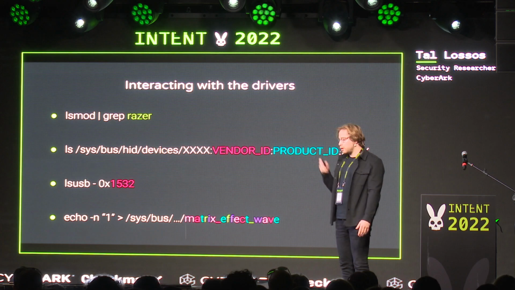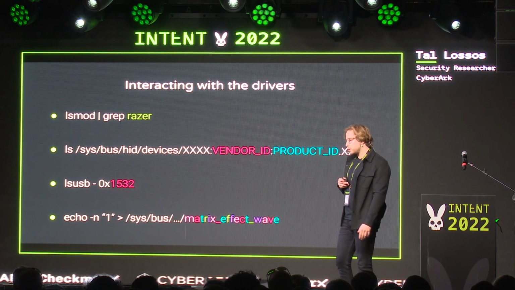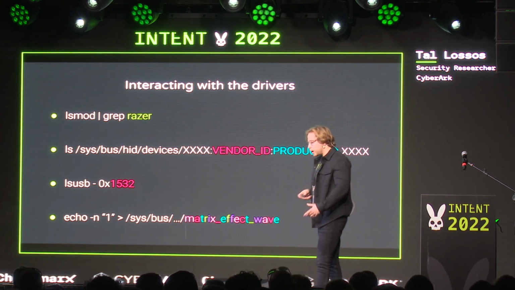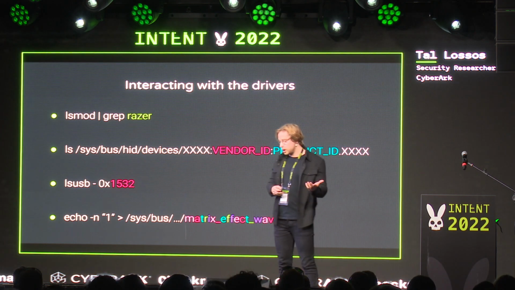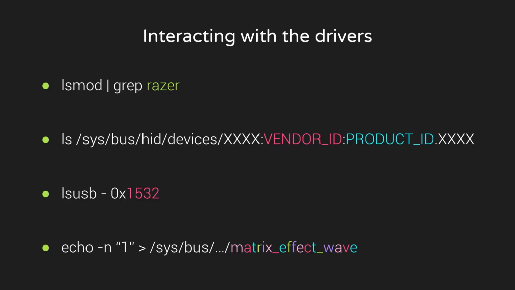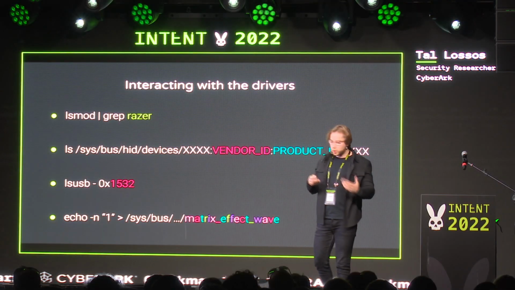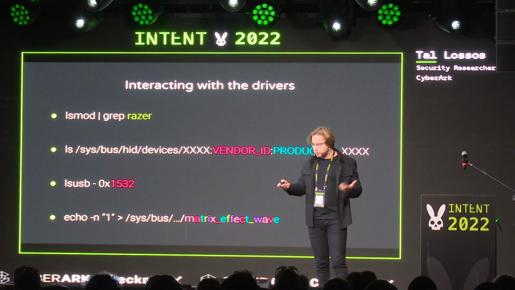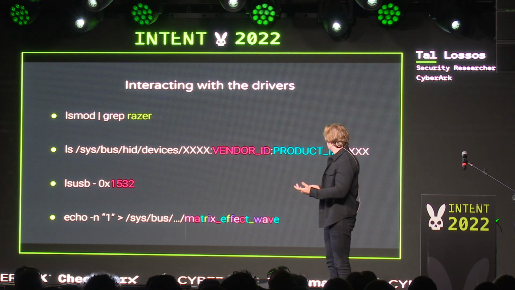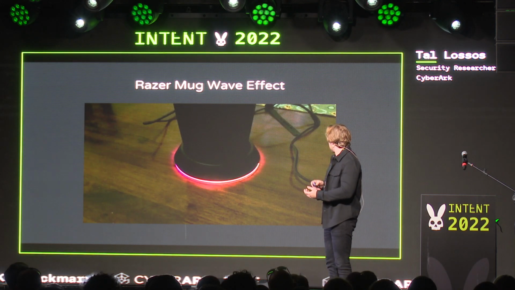And lastly, after we know the full path of our exposed files, we can just write to or read from the files. So here is an example: if we write 1 into the matrix effect wave file, we will actually trigger behind the scenes the functionality that is supposed to light up the wave effect. Which will do this.